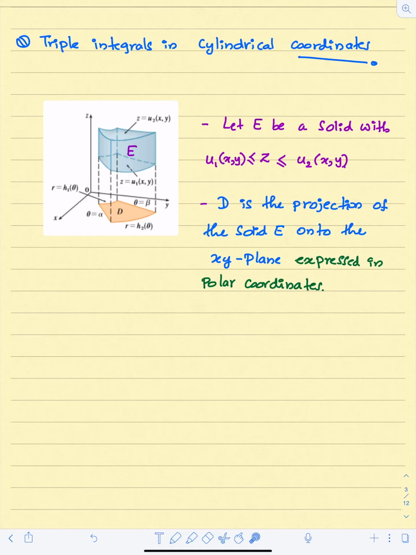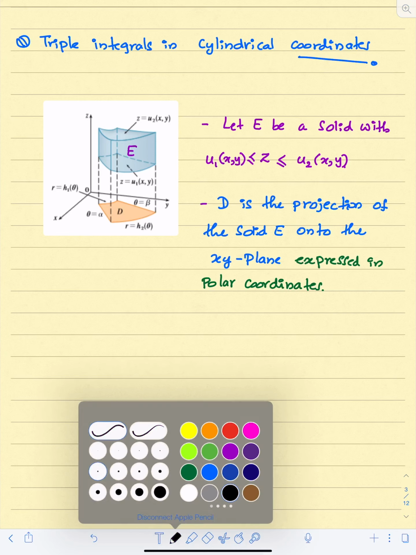Welcome back. Now let's see how we can use this cylindrical coordinate system to solve triple integrals. In this figure we have a solid domain E in R3. The z values of this solid domain are bounded by two surfaces, u1 of x comma y and u2 of x comma y.